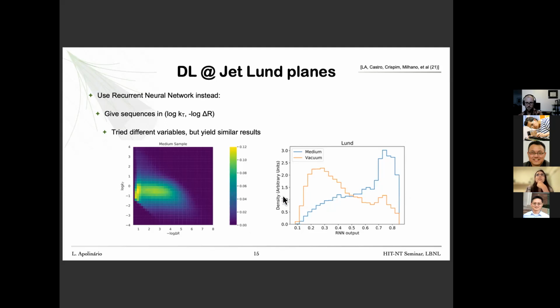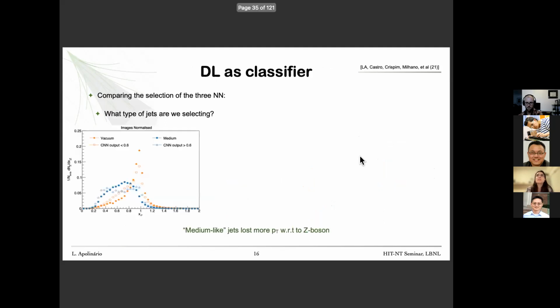So these results are in fact without soft drop. As you can see here, this is the output of the neural network trained on the sequence in the Lund planes. And we see here again more or less the same behavior as we saw for the unnormalized images, that is a really large difference between the medium and the vacuum training samples. And again, we chose here an output that was arbitrary. We didn't try to fine-tune these parameters to make our selection, but to illustrate more or less what kind of jets we are selecting when using the neural network to provide us an answer.